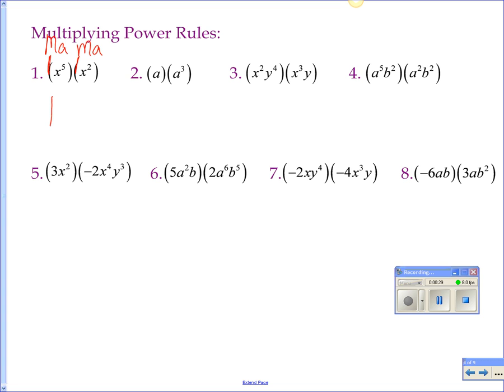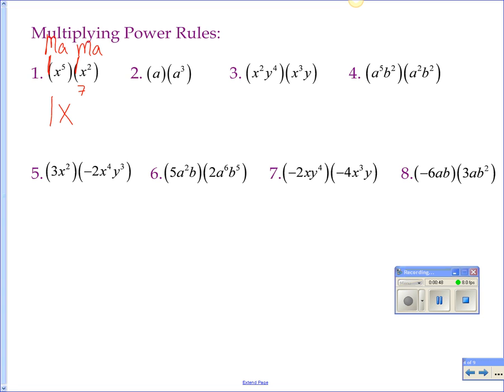What does the A stand for? Add. Okay, and you have to add the little numbers. So what are my little numbers here? 5 and 2. So 5 and 2, I do what with them? Add them. So that gives me x to the what? 7th. Okay, x to the 7th.